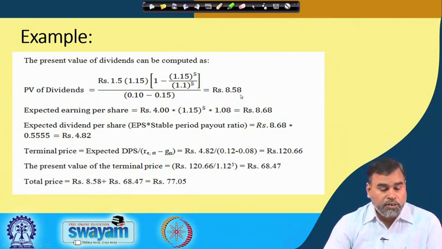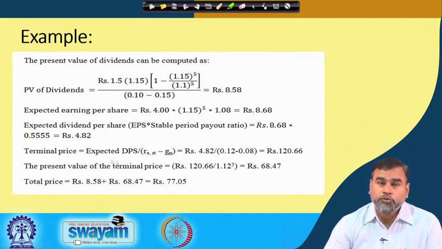8.58 rupees. Then the expected earnings per share after the nth period is over, that means the first period was 15% growth rate, initial earnings was 4 rupees, then 4 rupees multiplied by 1.15 to the power 5 multiplied by 1.08. Why are we multiplying by 1.08? Because in the 6th year the growth rate was 8%. Then what we are getting is 8.68. Then you know that your dividend payout ratio is 55.55%, then 8.68 into 0.5555, you are getting 4.82.